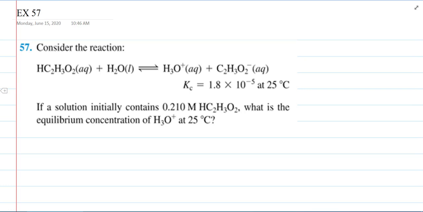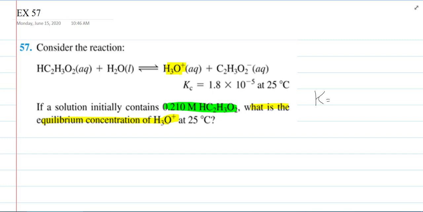So this is a little foreshadowing. This is an example I use all the time. Acetic acid. All right, we have an initial concentration of acetic acid of 0.210 molar. What's the equilibrium concentration of hydronium? So now we're looking only for hydronium. We have the 0.21. So what's my equilibrium constant expression?